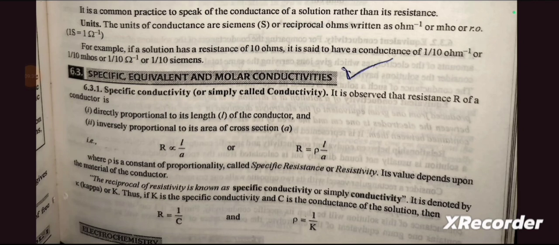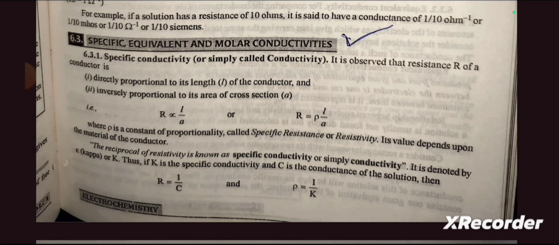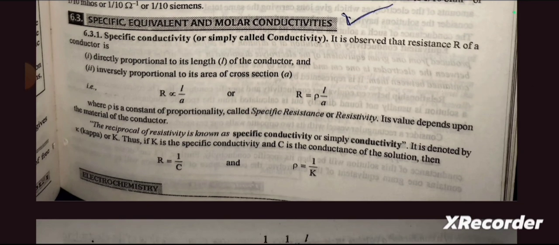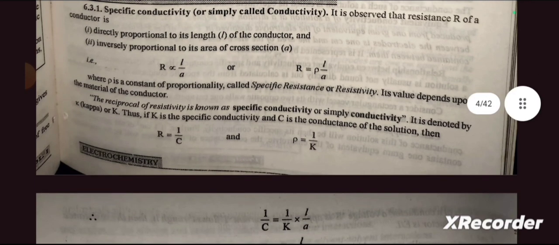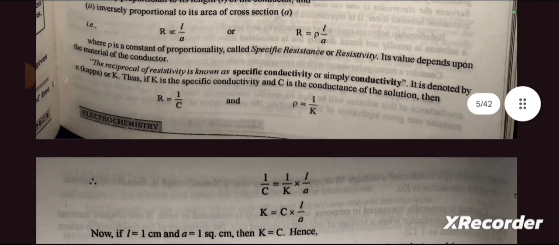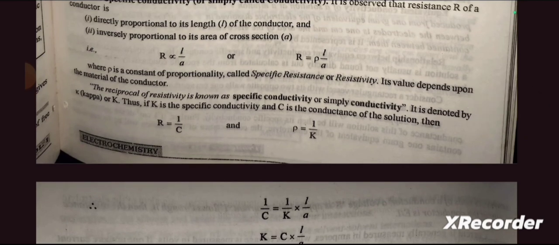6.3 Specific, equivalent and molar conductivities. 6.3.1 Specific conductivity, or simply called conductivity. It is observed that resistance R of a conductor is first directly proportional to its length L and second inversely proportional to its area of cross section A. That is, R is proportional to L by A, or R is equal to ρL by A, where ρ is the constant of proportionality called specific resistance or resistivity.